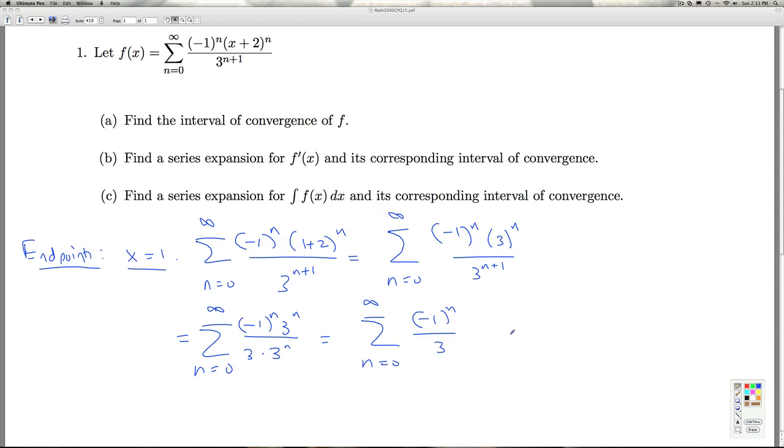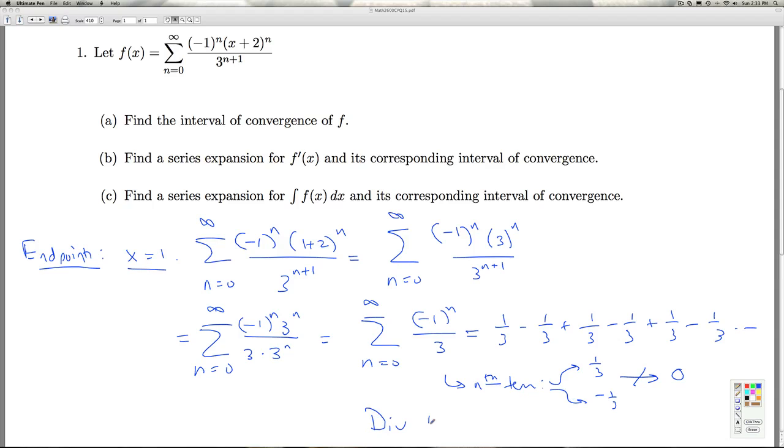So we have to figure out if this series converges or not. Now you might say, oh, it converges, it's an alternating series. Well, not all alternating series converge. If you write this thing out, then it's 1/3 minus 1/3 plus 1/3 minus 1/3 plus 1/3 minus 1/3. So if I look at the nth term test, it's either 1/3 or negative 1/3, which means it doesn't go to 0. And so this, once again, diverges by the nth term test.